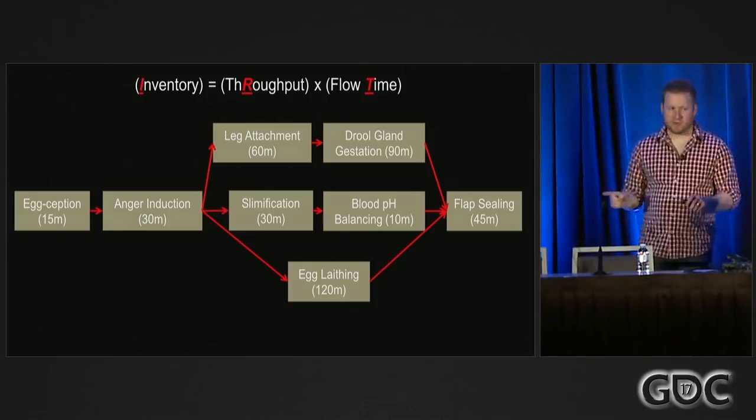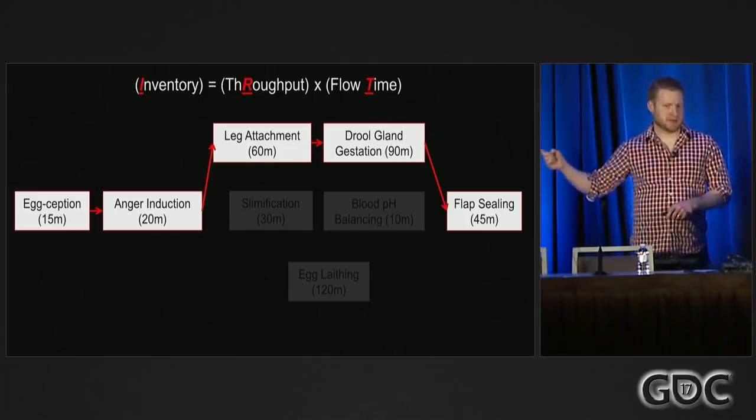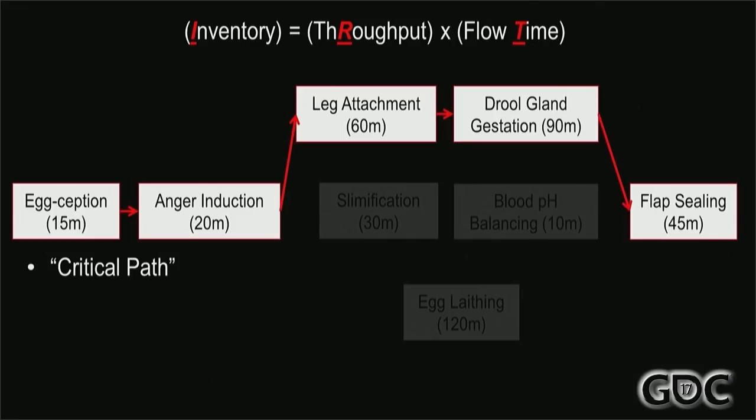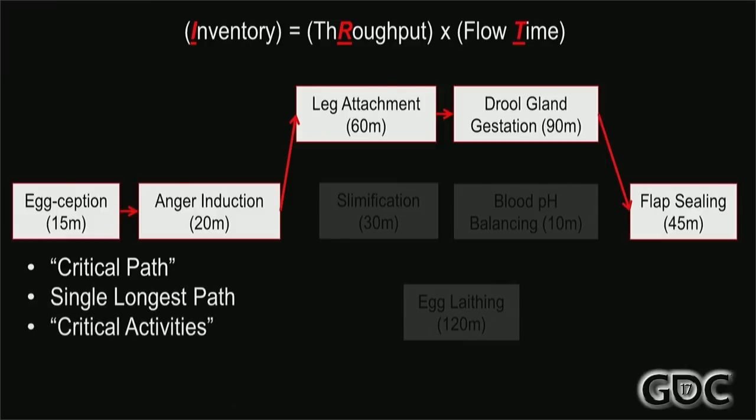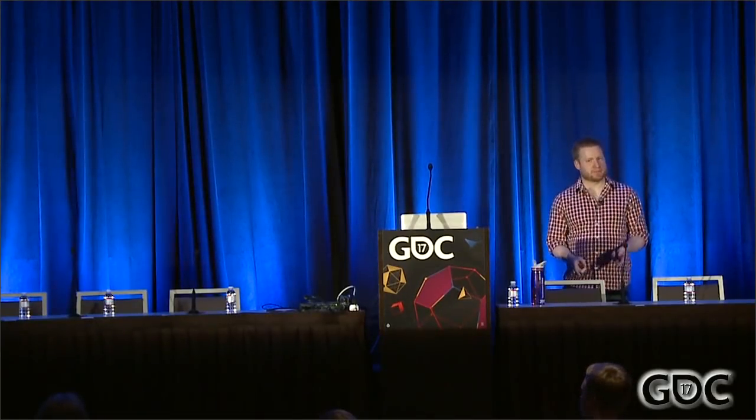First of all, let's recognize that one single path through the pipeline is longer than any other. This is known as the critical path. I'm sure you've heard that term in different contexts. This is the operation science definition. It is the longest single path from input to output. The activities are known as critical activities, and the cumulative flow time of those critical activities dictates your flow time for one batch. You cannot get a batch done in less time than it takes to run through every critical activity. And that flow time is denoted as T.